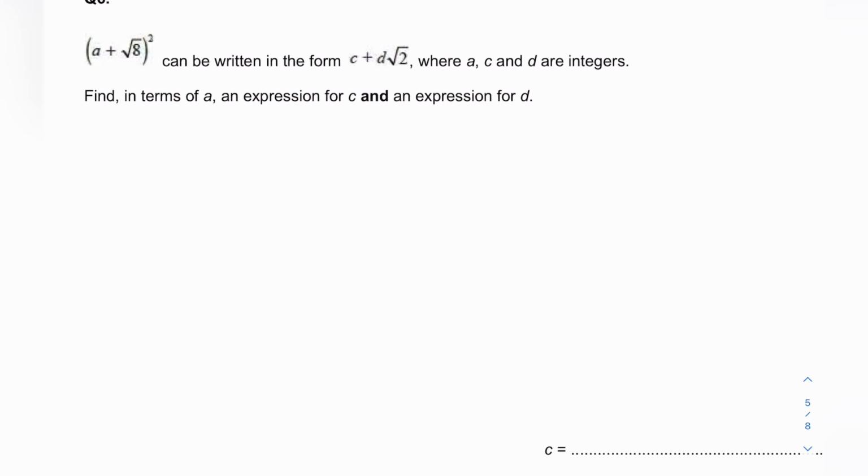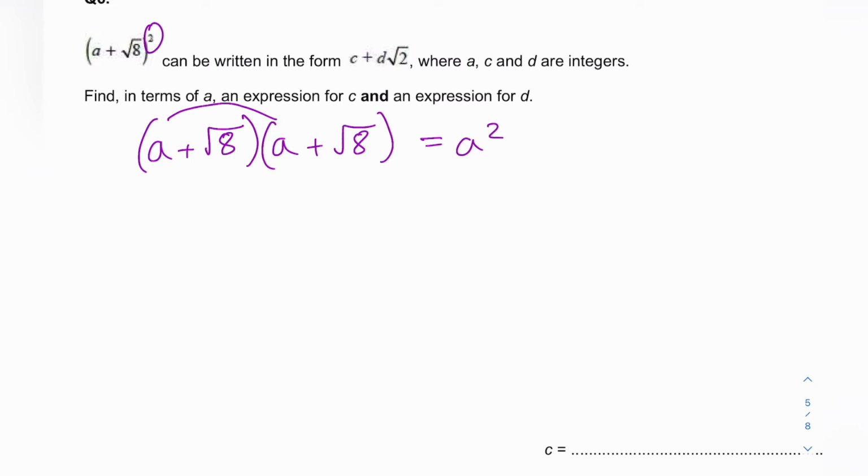Okay, so looking at question 6, again it's quite similar, however they've left some algebra in it. So we've got a plus root 8 times a plus root 8. I'd always recommend, even if they've written it as a squared, to write it out as double brackets. And now we expand. A multiplied by a is a squared. A multiplied by root 8 is a root 8. We've got a lots of that root 8. Root 8 times a is again a lots of root 8. And then finally root 8 times root 8 is just 8.